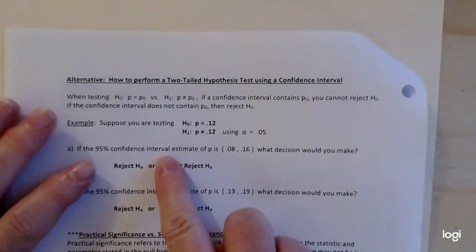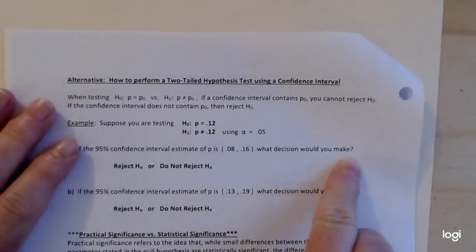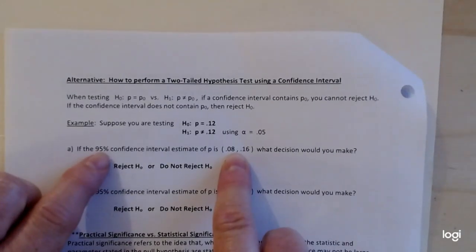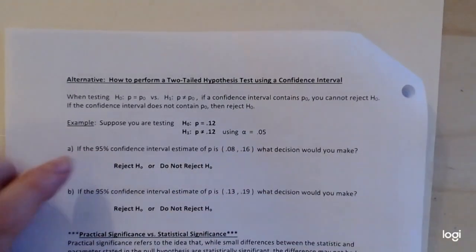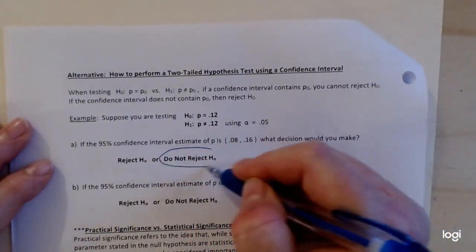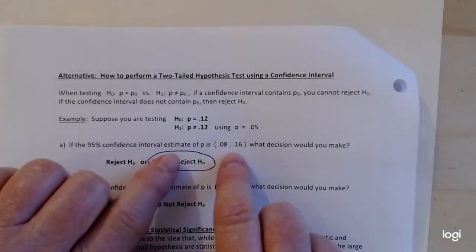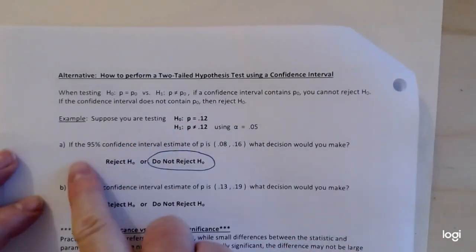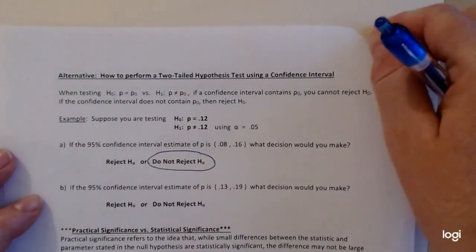And if the 95% confidence interval estimate of P is 0.08 to 0.16, what decision would we make? Well, 0.12 is in here. And remember, we can say that with 95% confidence. And 95% confidence leaves the 0.05 alpha. So those go together. And so we would not reject H naught if we did the confidence interval and the value that we were looking at here is in it. We would not reject H naught, because with 95% confidence, the interval says that it very well could be 0.12. It is in the confidence interval.